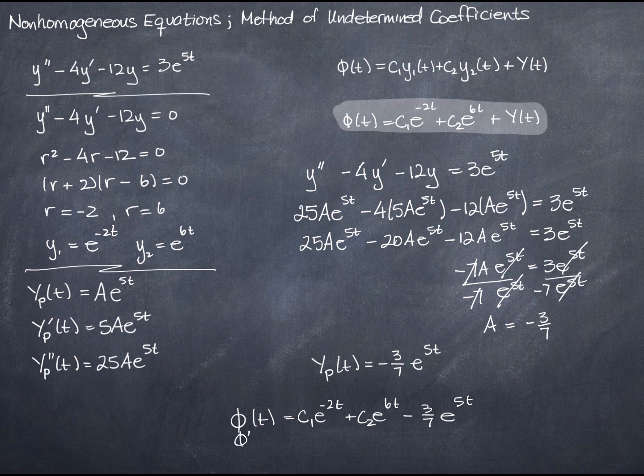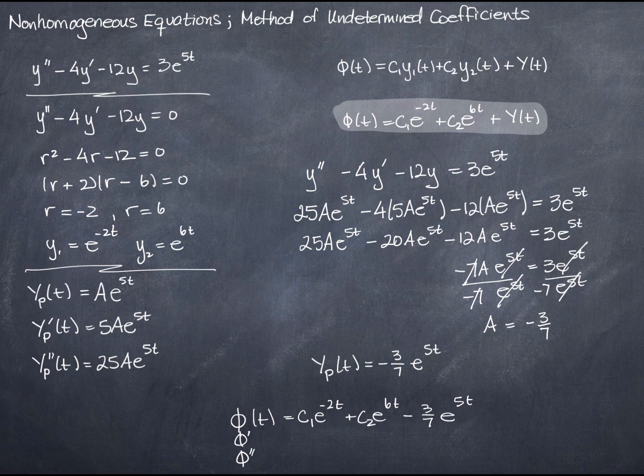Now, if you take the first and second derivative of this function and plug phi prime and phi double prime into the left-hand side of this equation, what you should get on the left-hand side is 3 times e to the 5t. That's the whole point. You have found a function that satisfies this differential equation.